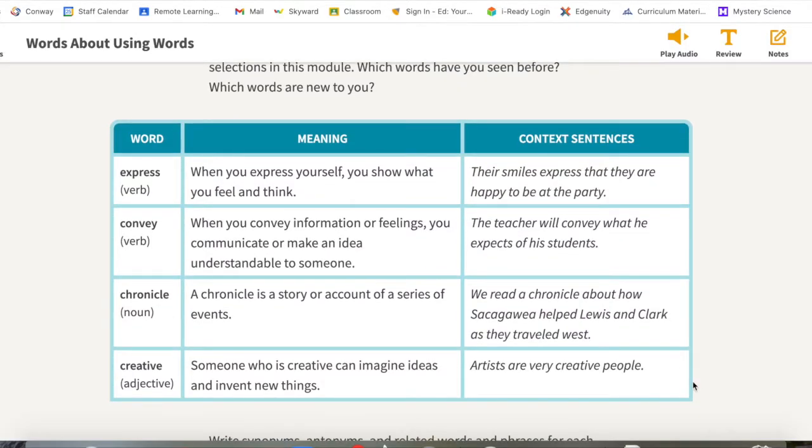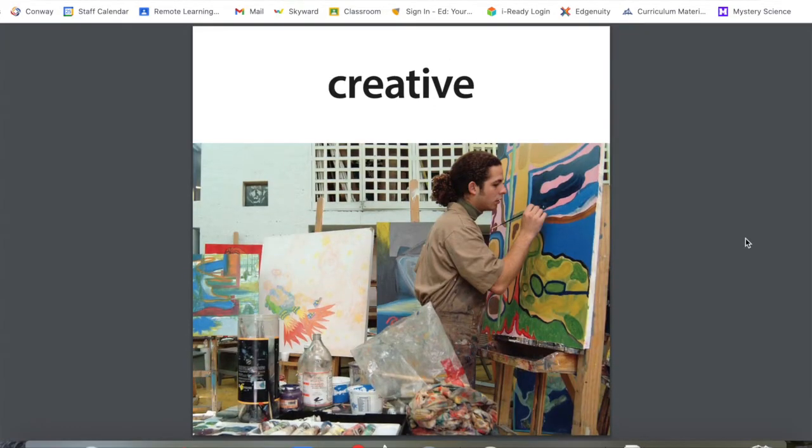The last important word in this unit is creative. Creative is a describing word, it's an adjective. And someone who's creative can imagine ideas and invent new things. Artists are often very creative people.